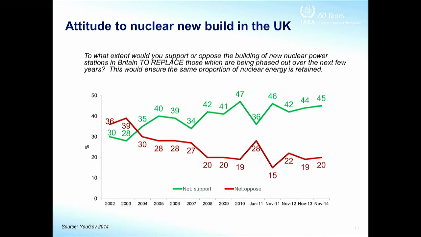This is really interesting. This is a graph taken from the UK and their attitude to new nuclear build. The question was, to what extent would you support or oppose the building of new nuclear power stations in Britain to replace those which are being phased out over the next few years? This would ensure the same proportion of nuclear energy is retained. Because the UK nuclear industry said, look, we want a balanced low-carbon energy model for security. So we'll have some wind, some hydro, some solar, which is a bit of a joke in the UK because you don't get much sun, and some nuclear.